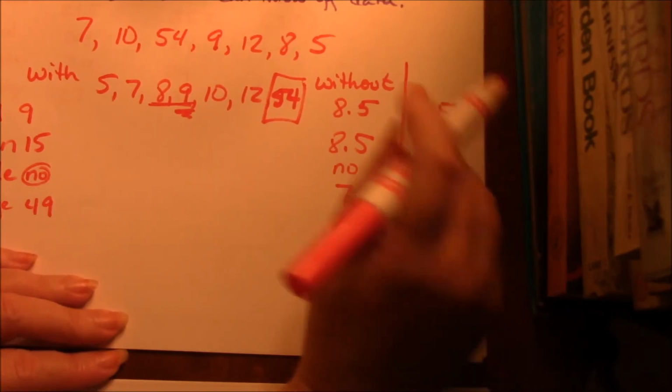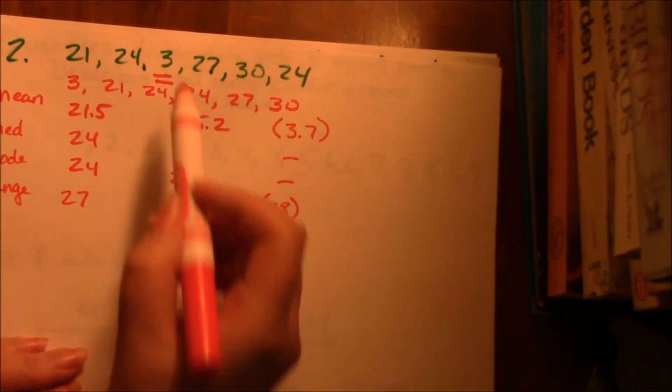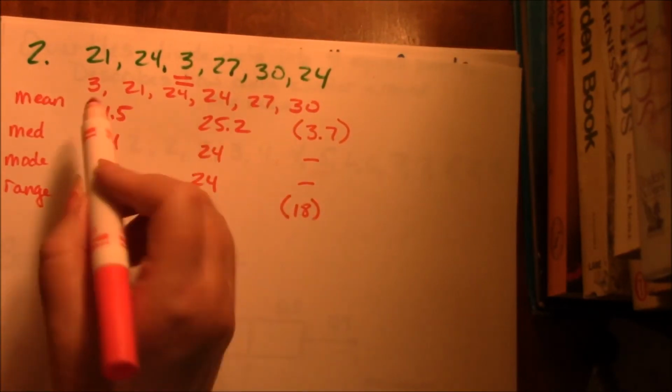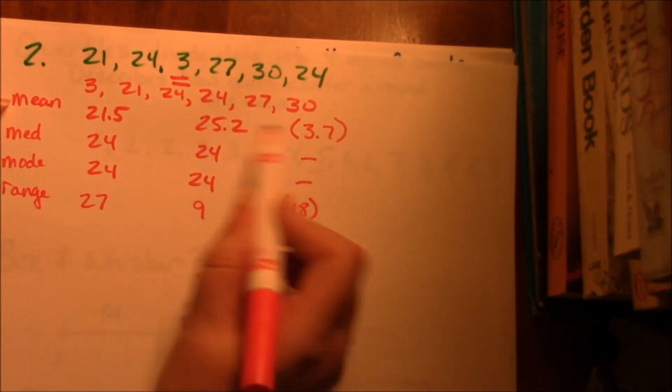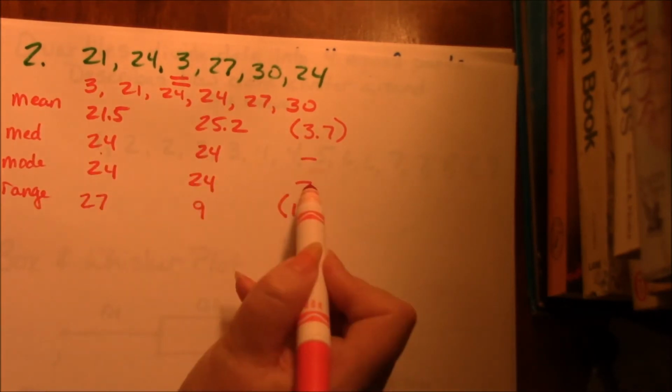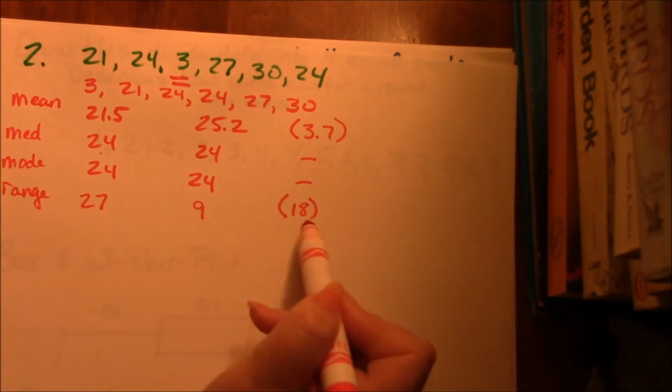Check it out number 2, pause here, come back when you're done. For number 2, the first thing I did is put all the numbers in order. Here is the mean with and without and how much it changed. The median is still 24, the mode is still 24, and of course the range is what it most affected.